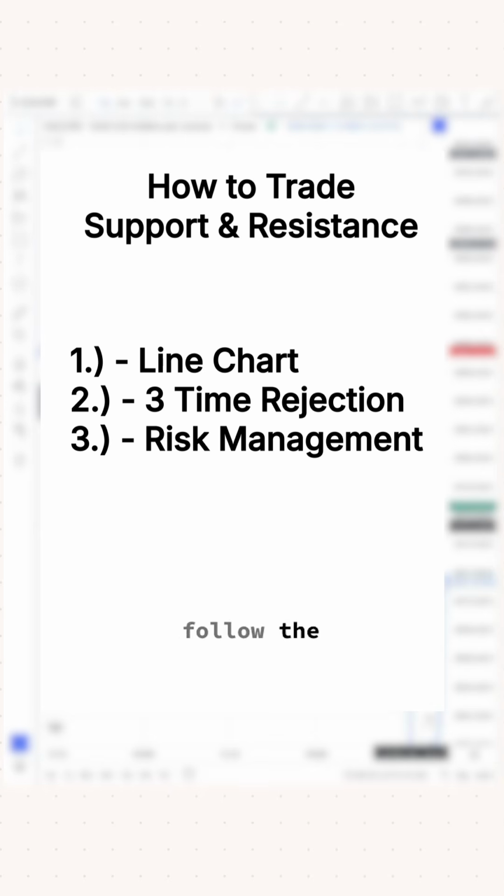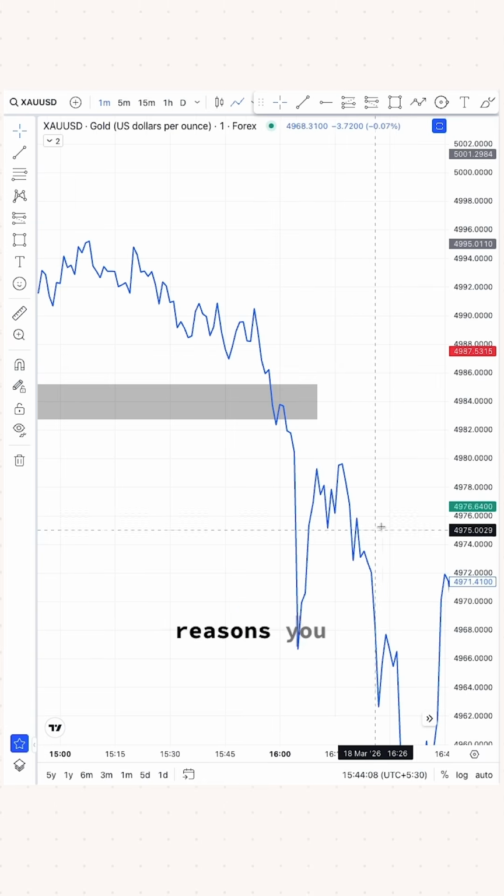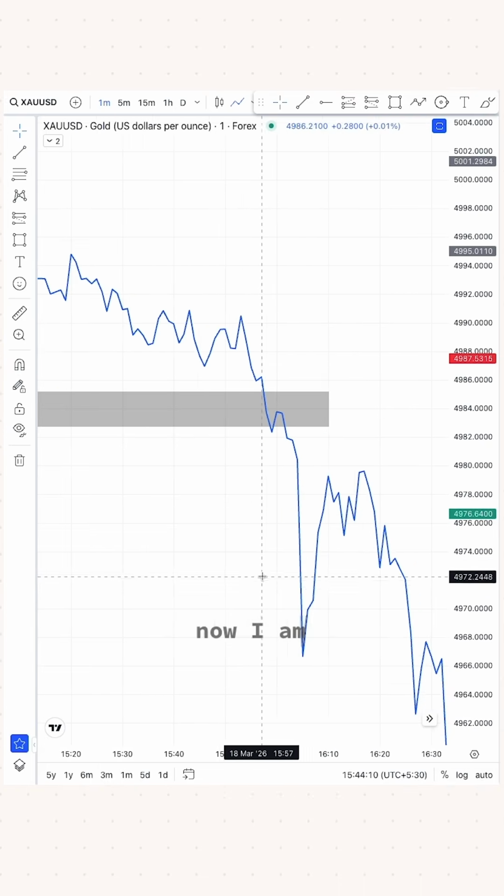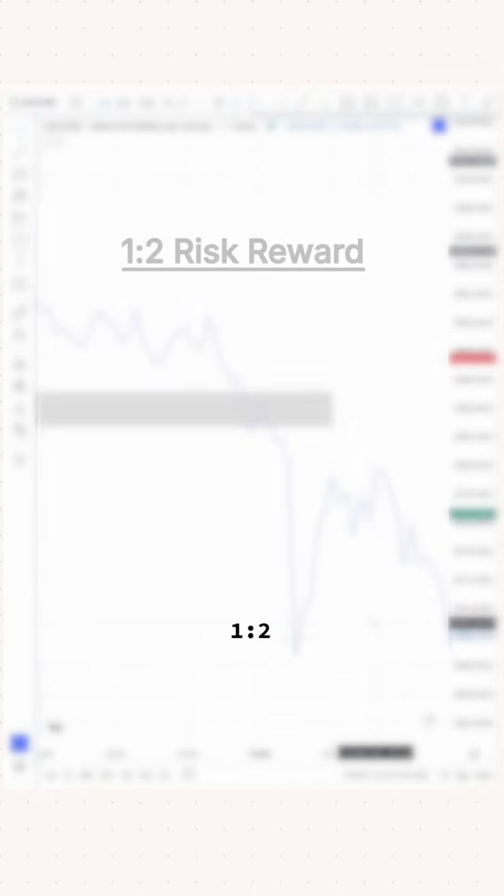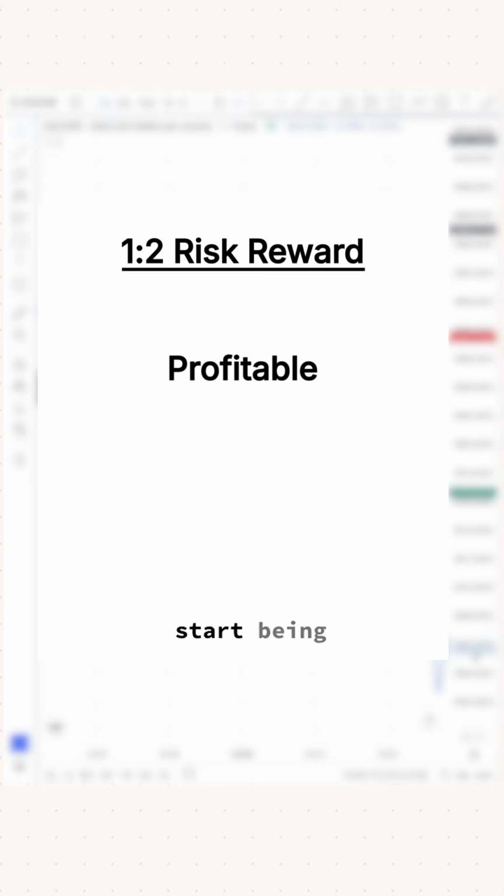Now it's time to follow the risk management rule. What does risk management say? Again simple. This is one of the reasons you are not profitable. But don't worry. Now I am here. Now I am telling you to follow 1 to 2 risk reward strictly until you start being profitable.